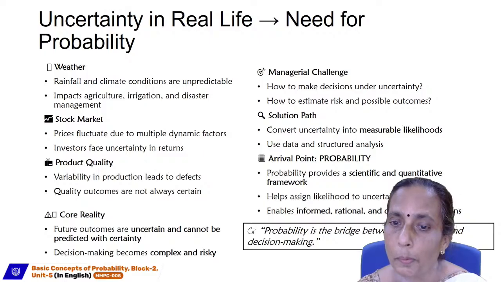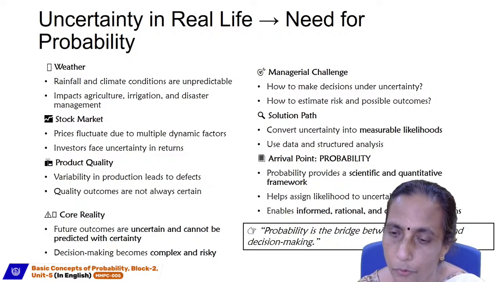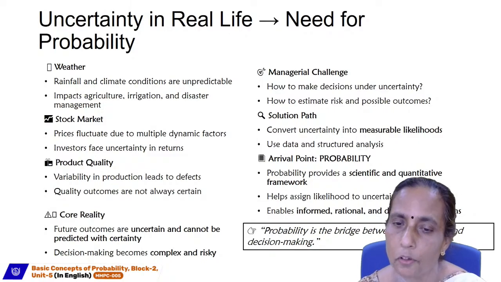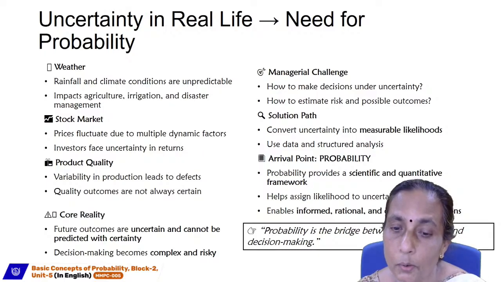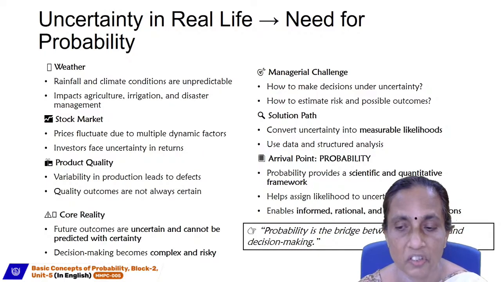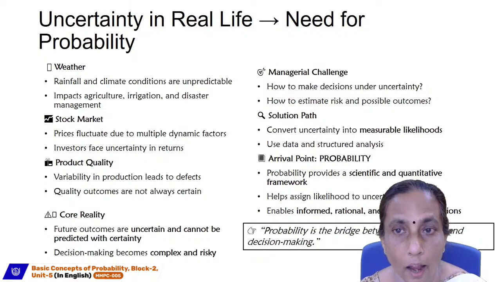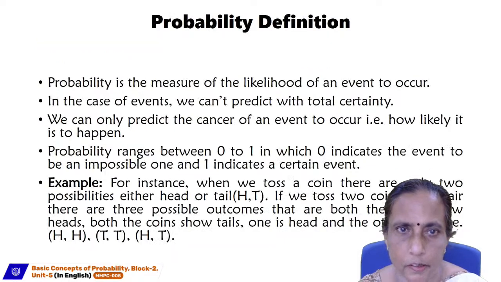Here comes our probability. That means the probability provides a scientific and quantitative framework which helps in assigning likelihoods to uncertain events. This enables informed, rational, and data driven decisions. That means we may conclude over here that probability is perhaps the bridge between uncertainty and decision making. So, how can we define our probability?